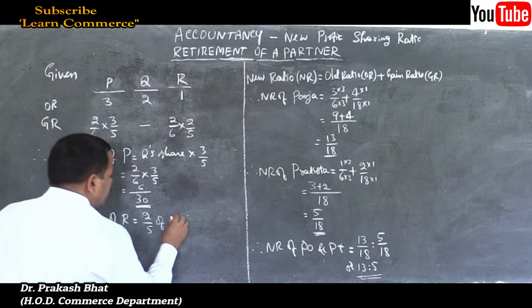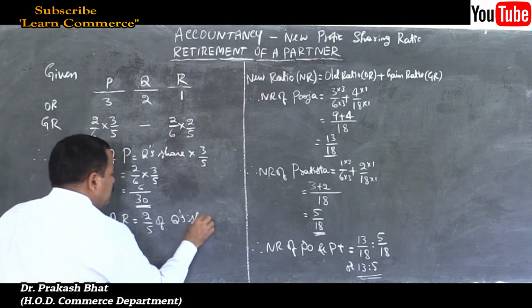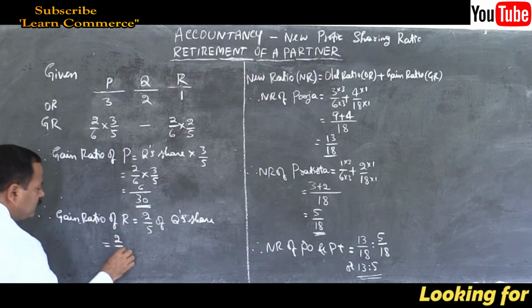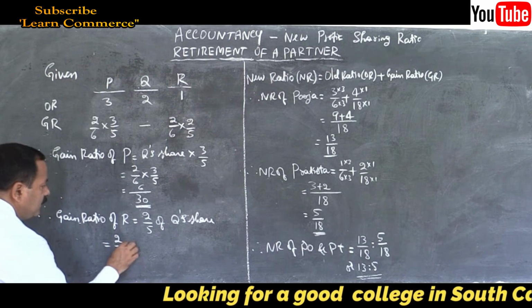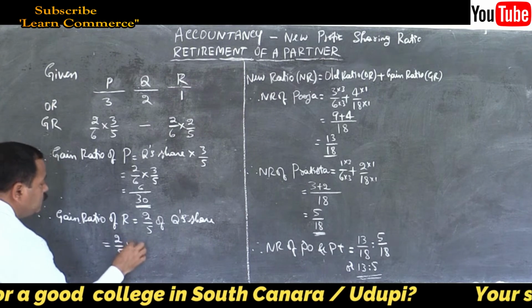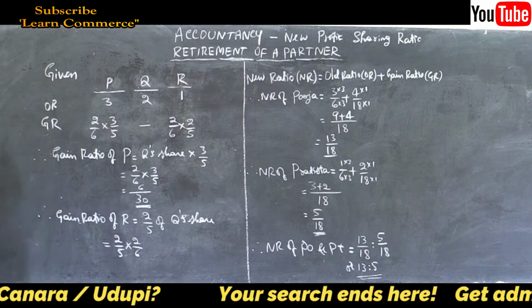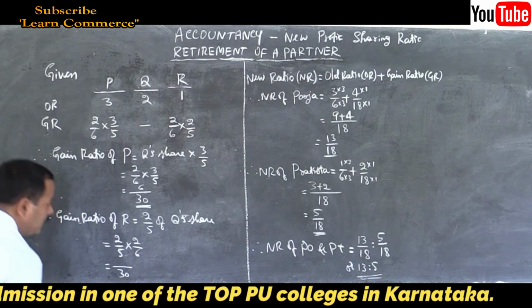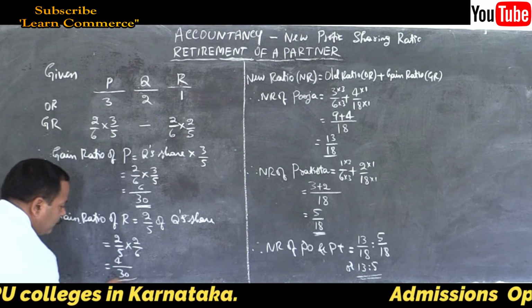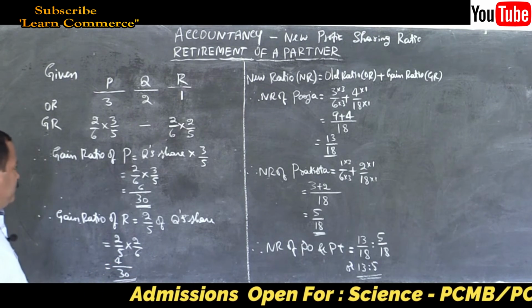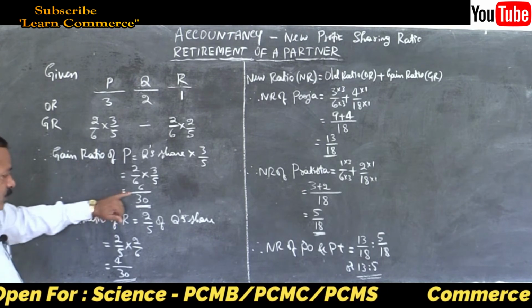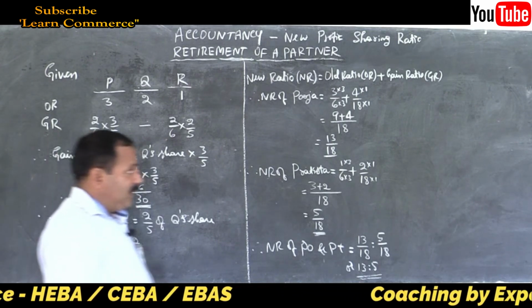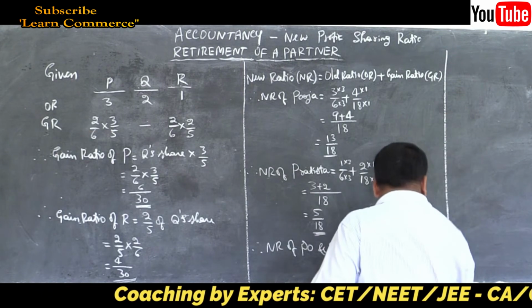Therefore, gain ratio of R is equal to 2/5 of Q's share. Q's share is 2/6, correct? 2/6 into 2/5 is equal to, 2 2s are 4, so 4/30. This is the gain ratio. Therefore, gain ratio of P is equal to 6/30 and R is equal to 4/30. I will continue here.